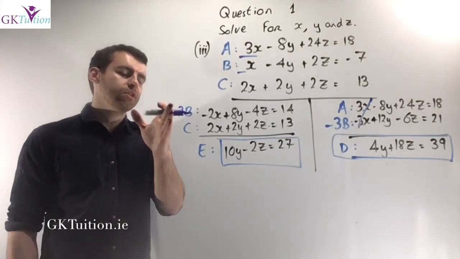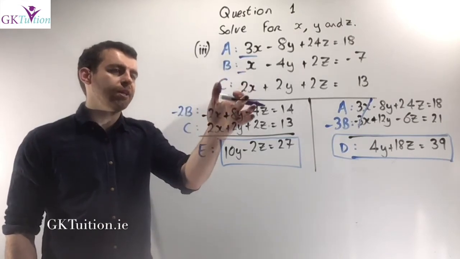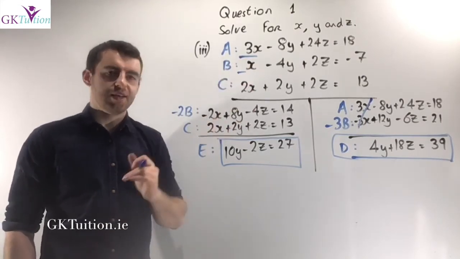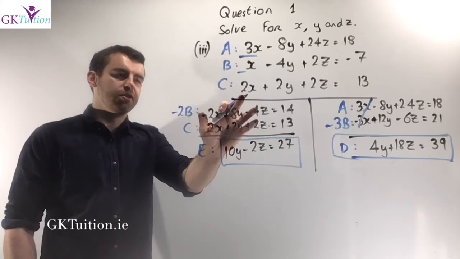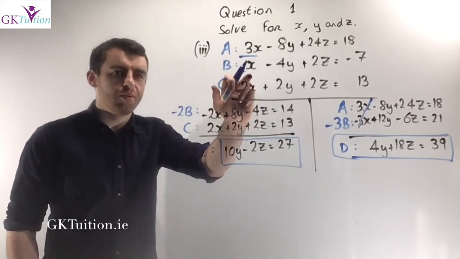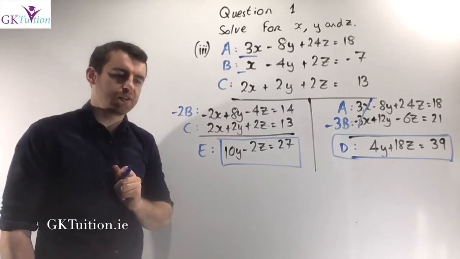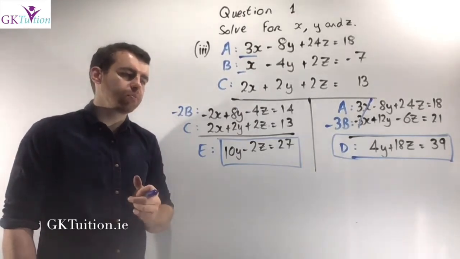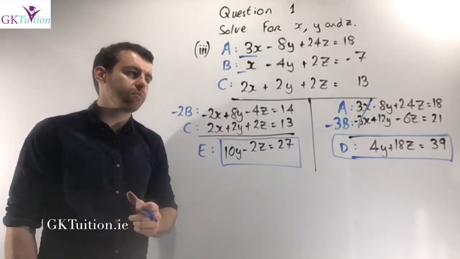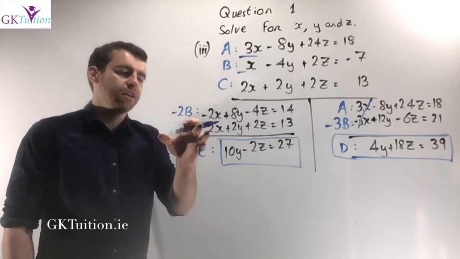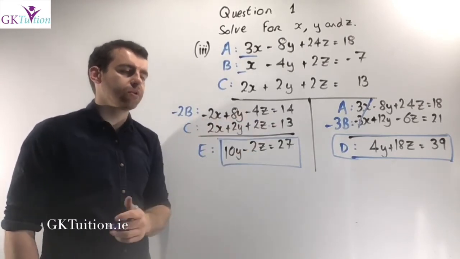And now I'm trying to eliminate the x's from b and c. C already has a plus 2x, so I want to convert this to a minus 2x. This time I need to multiply equation b by minus 2. And I get minus 2x plus 8y minus 4z is equal to plus 14. And then c is 2x plus 2y plus 2z equals 13.